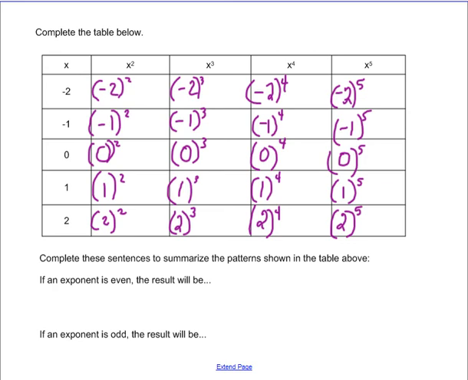Complete the table below. And once we've completed this table, we're going to be looking for some patterns. So let's be thinking about patterns as we go through and complete it. So take a look at what we have here.